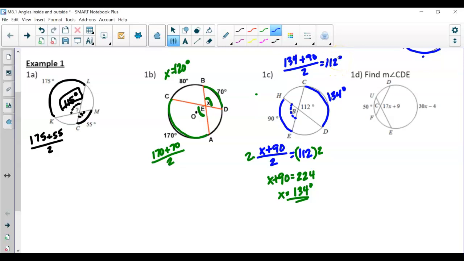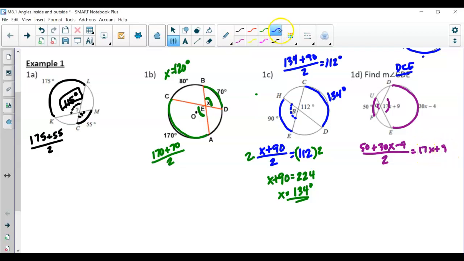So then here, sorry, I forgot to mention this is a typo. So this is DCE, but we're given X. So again, we're going to set up our equation of 50 plus 30x minus 4, because these are the two arcs that are created by the angles here that are given to us. So 50 plus the 30x minus 4, divided by 2, is equal to the 17x plus 9.